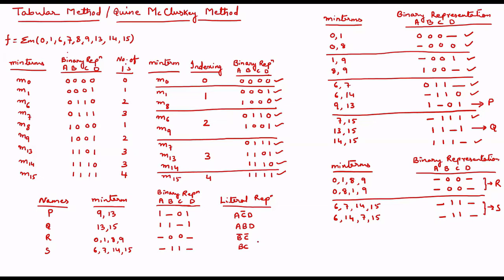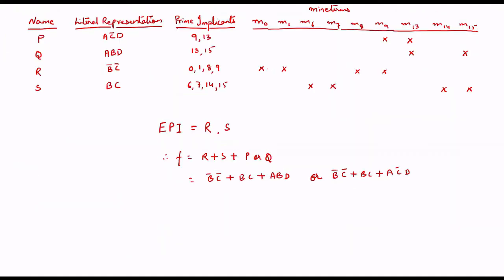Okay. Now from here I will go to the next table which will give me EPIs, right? And after that, from that I will find out the final answer. So let me go to the next slide. So this is the final table I got, where I had taken the names PQRS, the literal representation which is copied from the earlier, and the prime implicants I have taken.